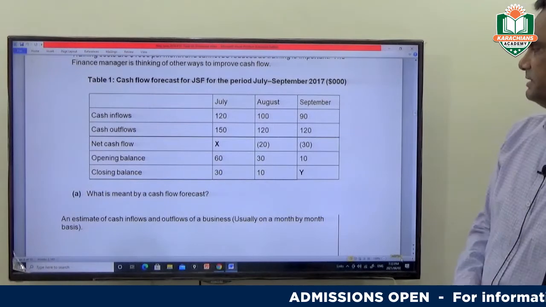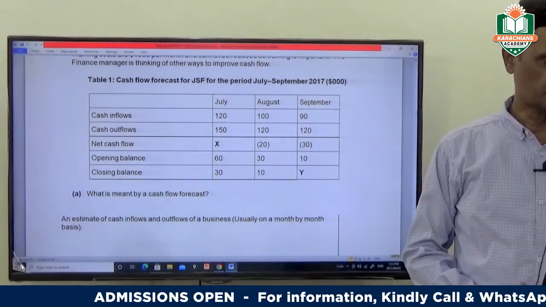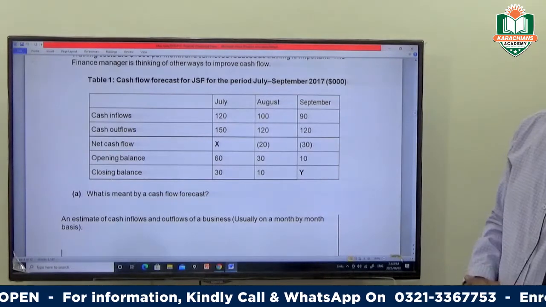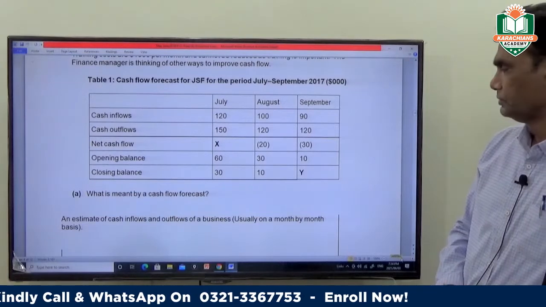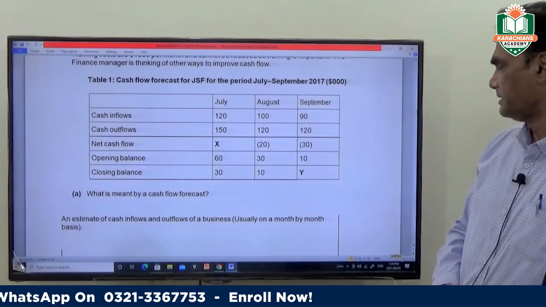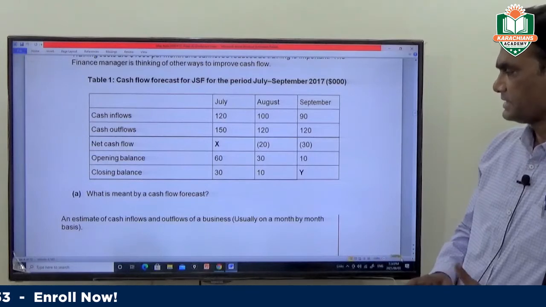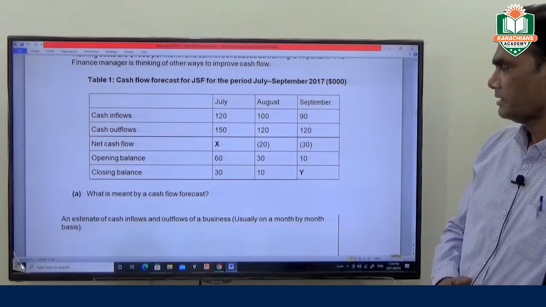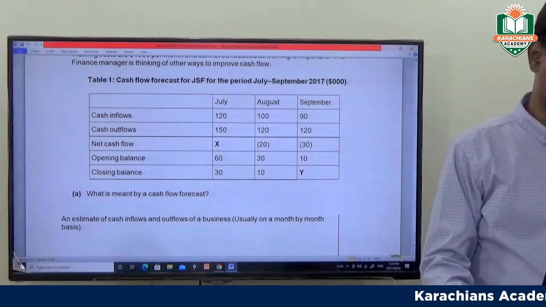Question 1A, what is meant by a cash flow forecast? This question comes from chapter 22. Cash flow forecast is an estimate of cash inflows and outflows of a business, usually on a month by month basis. It means the cash inflow and cash outflow of a business is maintained in a cash flow forecast. This question carries 2 marks.